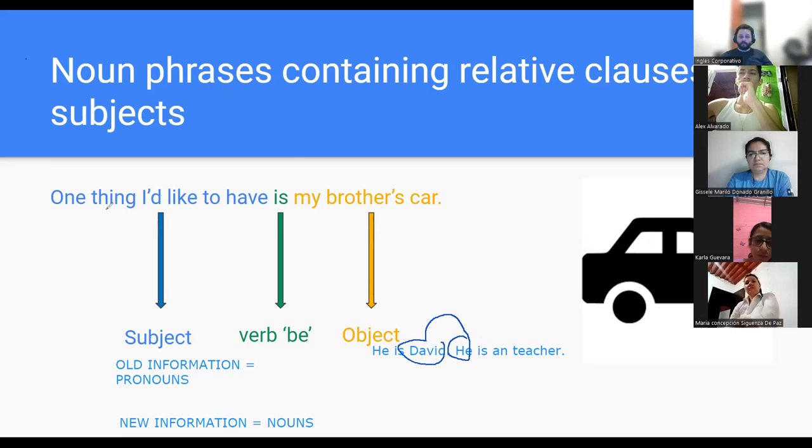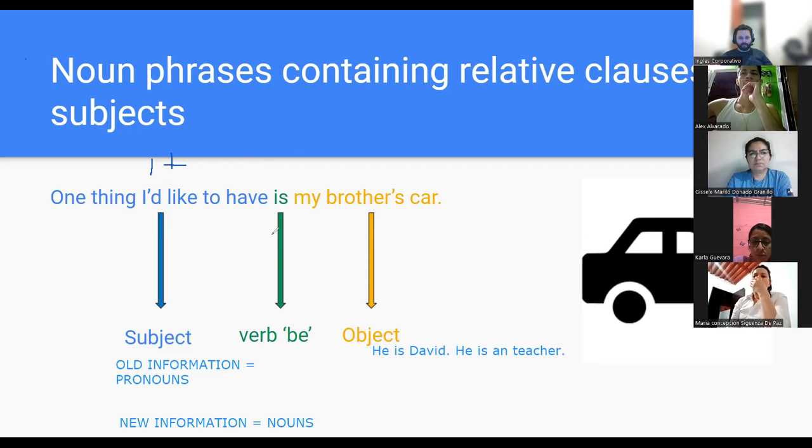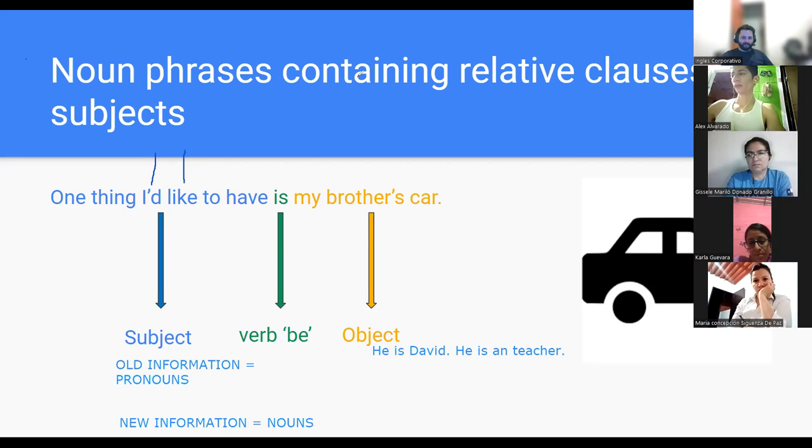So you're going to substitute this if you are going to talk about the same thing again. So instead of saying this, you can say, you know, one thing I'd like to have is my brother's car. It's also my brother's car. In that case, you are going to replace it with it. I was telling you that you can replace it with it as an example for you to recognize a noun, okay? Right, did that answer your question? Yes, thank you. All right, very good, right?